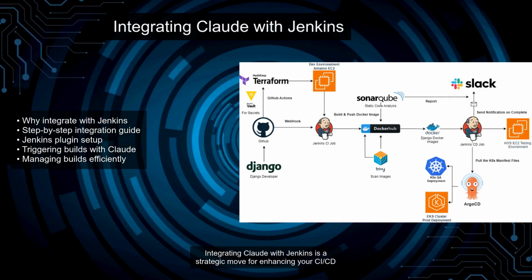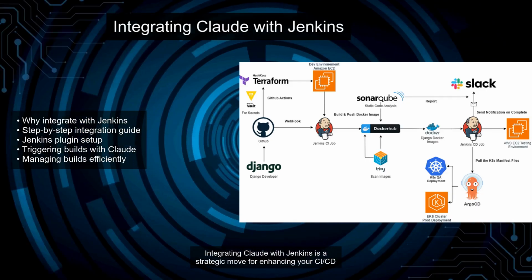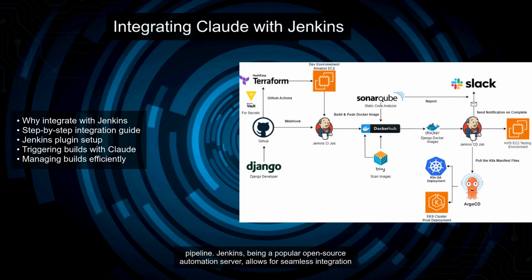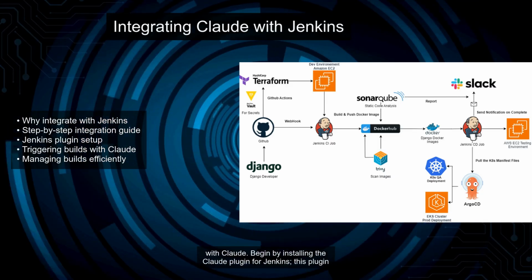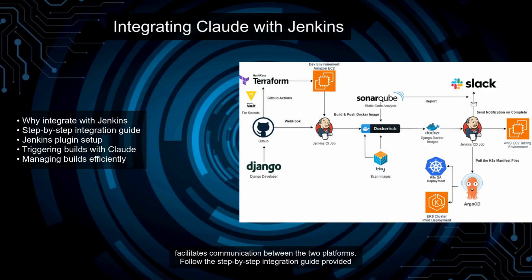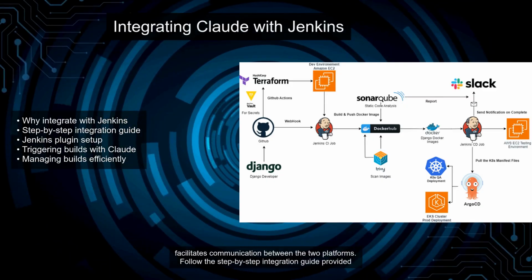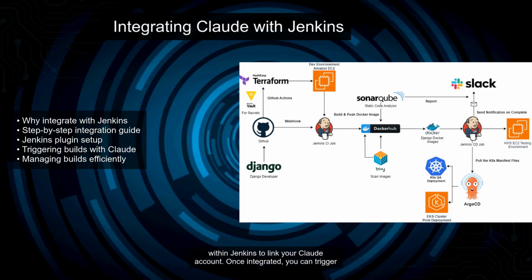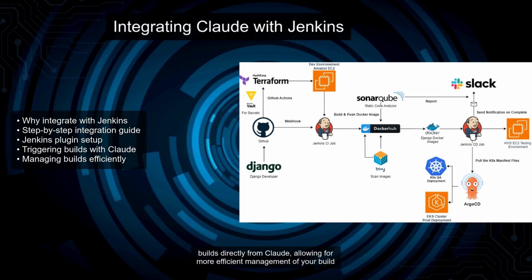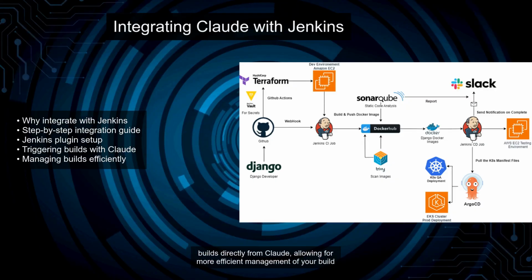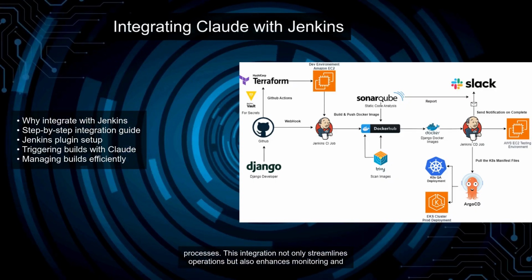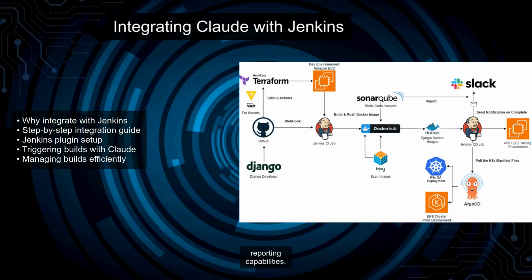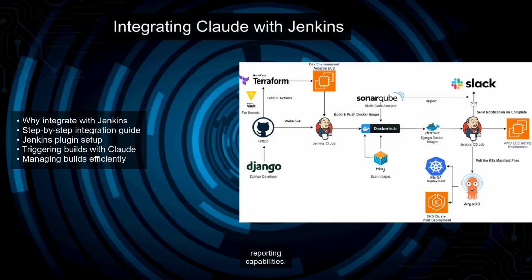Integrating Claude with Jenkins is a strategic move for enhancing your CI/CD pipeline. Jenkins, being a popular open-source automation server, allows for seamless integration with Claude. Begin by installing the Claude plugin for Jenkins. This plugin facilitates communication between the two platforms. Follow the step-by-step integration guide provided within Jenkins to link your Claude account. Once integrated, you can trigger builds directly from Claude, allowing for more efficient management of your build processes. This integration not only streamlines operations but also enhances monitoring and reporting capabilities.